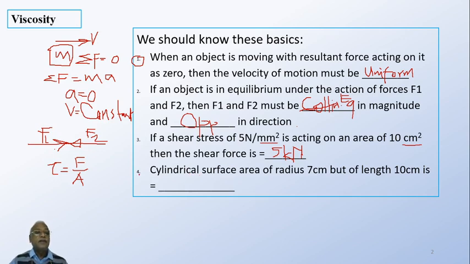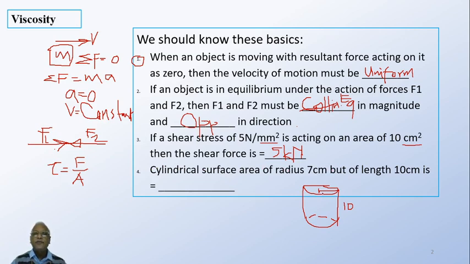Okay, then the last one, cylindrical surface area of a radius 7 centimeter but of length 10 centimeter. So you have a cylinder of length 10 centimeter and radius 7 centimeters. In this case, I think everyone knows how to calculate cylindrical surface area. It means the area which is bent like that, not circle areas.